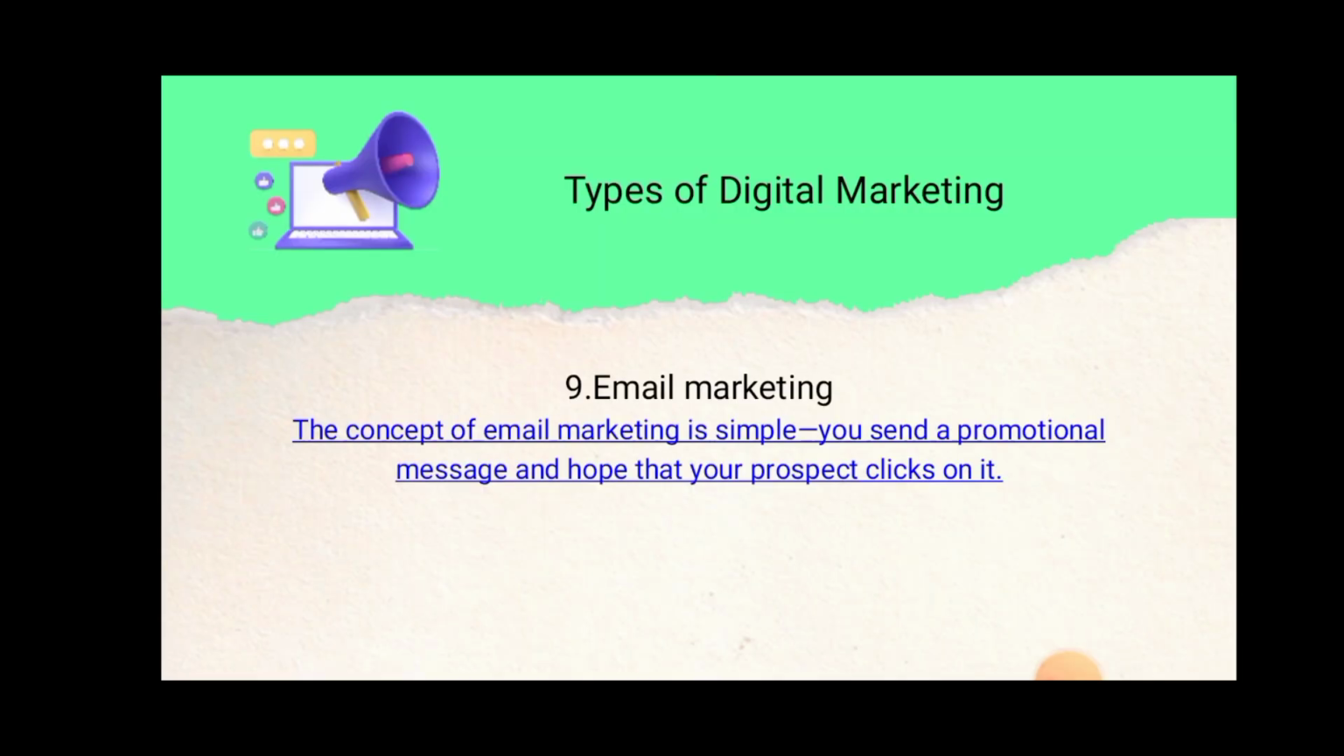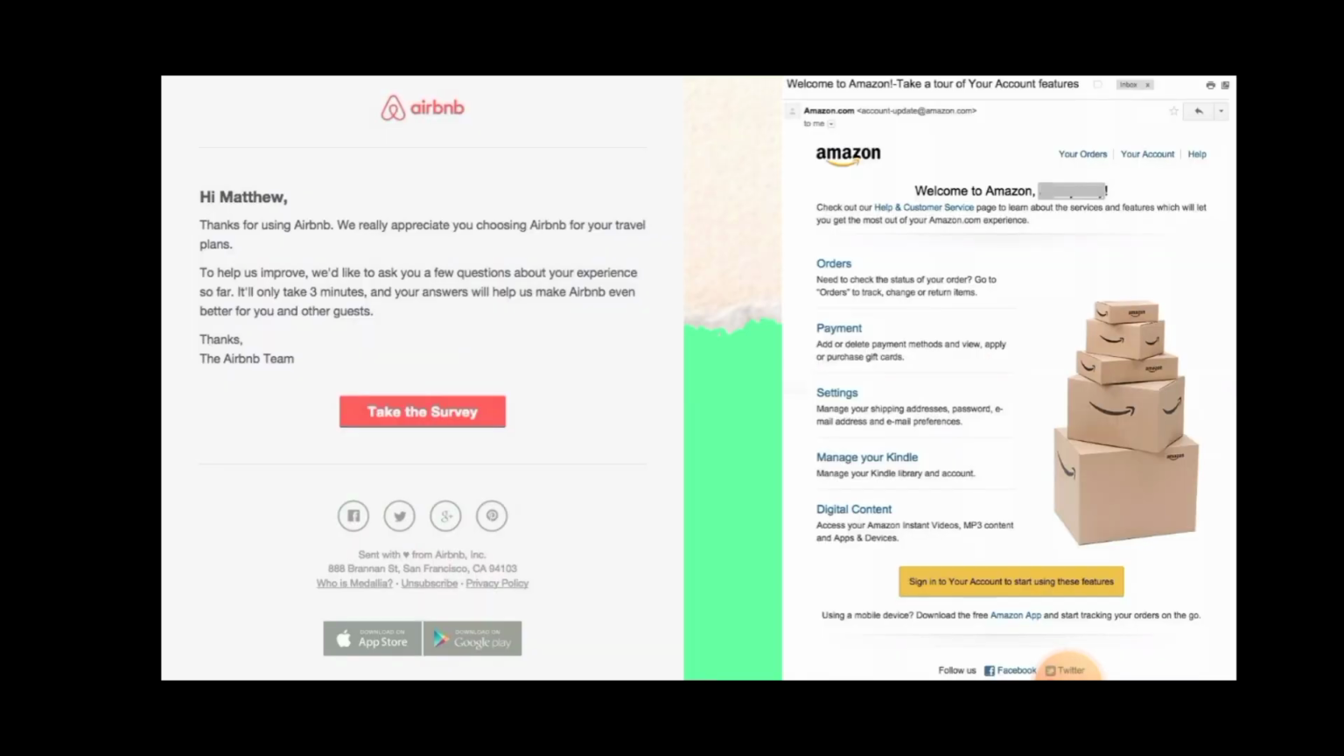Next is email marketing. The concept of email marketing is simply you send a promotional message and hope that your prospect clicks on it. So, these are the types of email marketing. For example, si Airbnb sending you a promotional letter to let you know that there is Airbnb, and Airbnb is also providing these services to you, especially if you are a traveler.